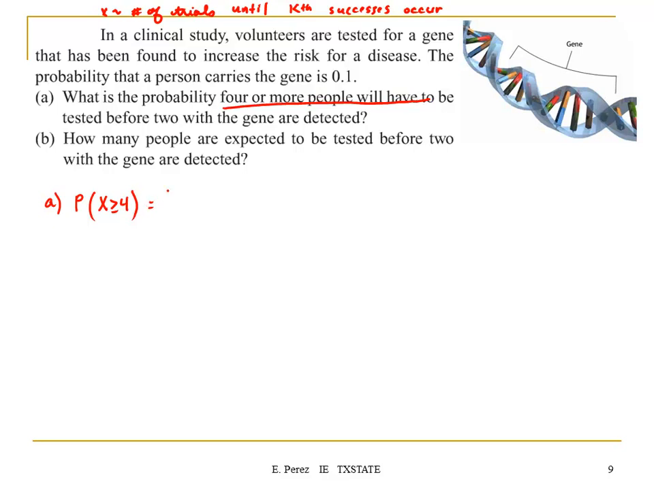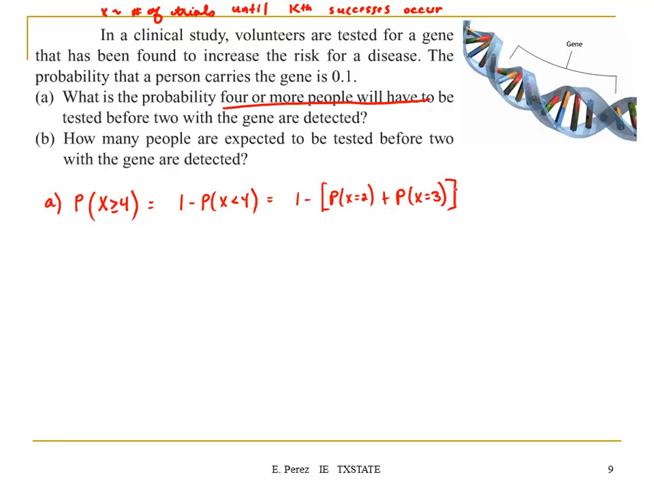Okay, so the probability of X being greater or equal to 4. Again, once you see this, you see that finding the complement will be easier. So 1 minus the probability of X equals 2 plus the probability of X equals 3.